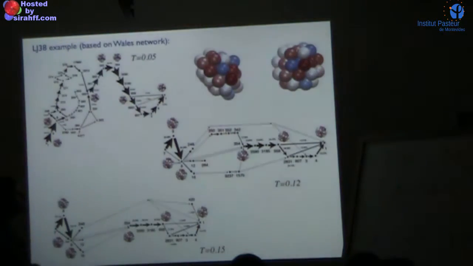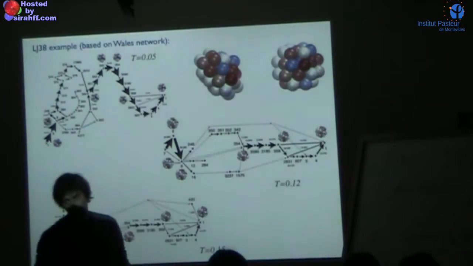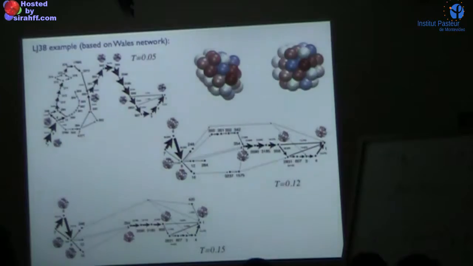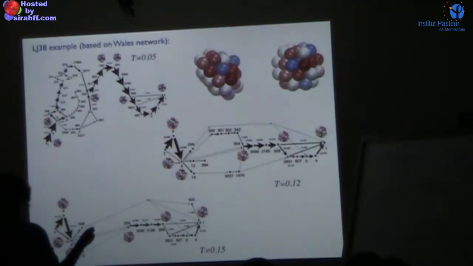Okay, so what David Wales has been doing for many, many years is that he has analyzed the landscape of this object. So he has identified, if you wish, all of the local minima and saddle points between them that you can find on this energy landscape. Okay? When I say all, you can already tell that it's impossible to find them all.